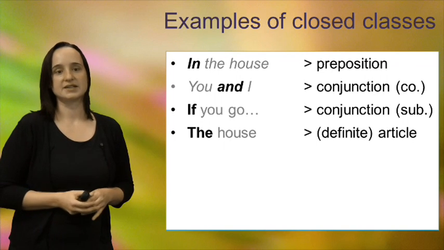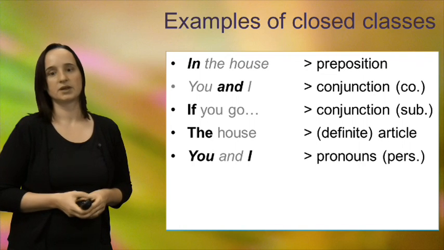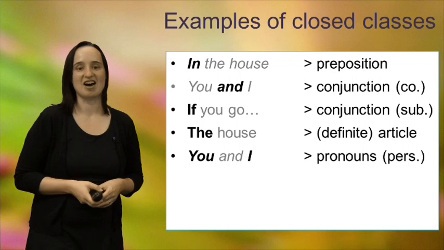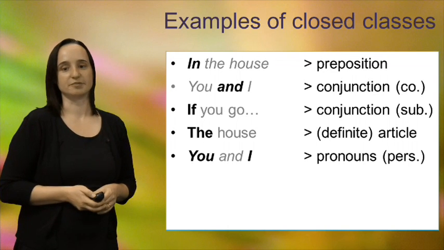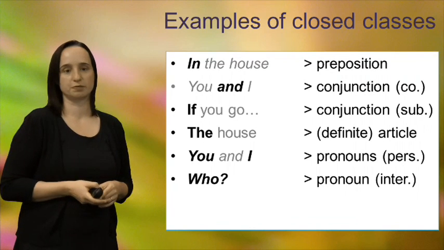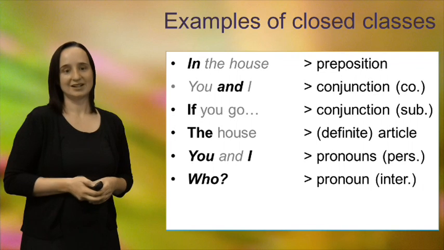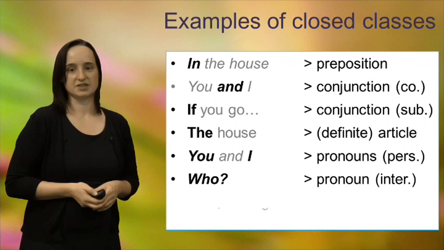Then we have articles, definite articles like the in the house. And we have pronouns, again coming back to you and I. You and I are personal pronouns. We've got lots of other pronouns, for example interrogative pronouns, pronouns used for questioning something. Who is a very good example of this.